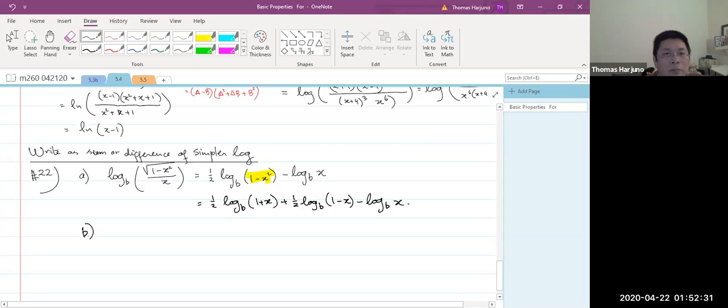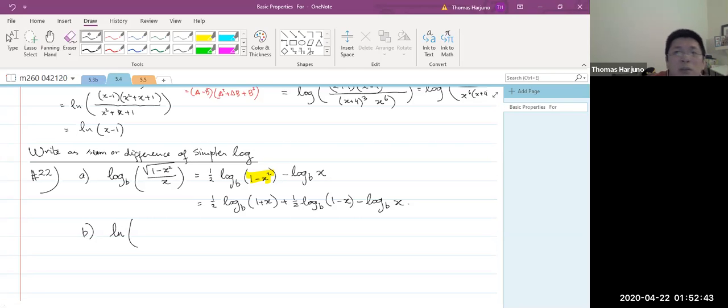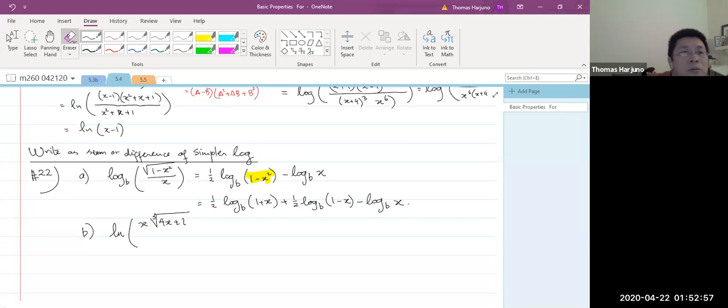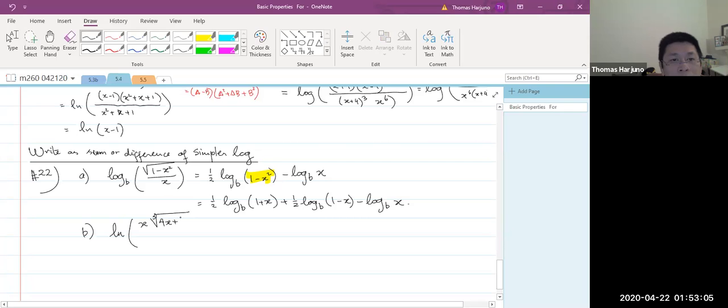Part B, natural log of x times cube root of 4x plus 1 over square root of 2x minus 1.